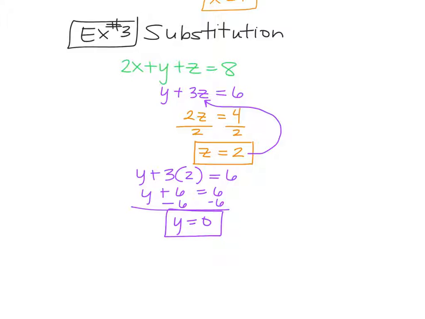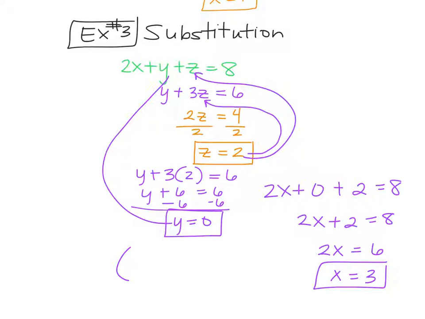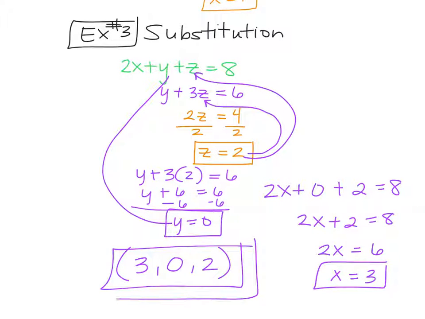Now plug y and z here and here. 2x plus 0 plus 2 equals 8. 2x plus 2 equals 8. So 2x equals 6, divide by 2, so x is 3. So your answer is 3, 0, 2. See, substitution's quick, right? So fast. It's satisfying. I know, it's beautiful.